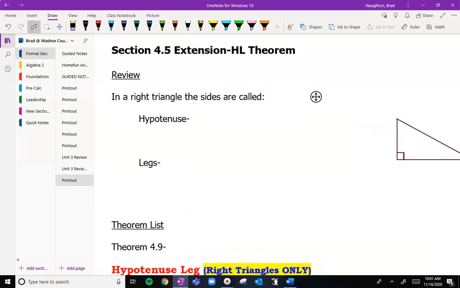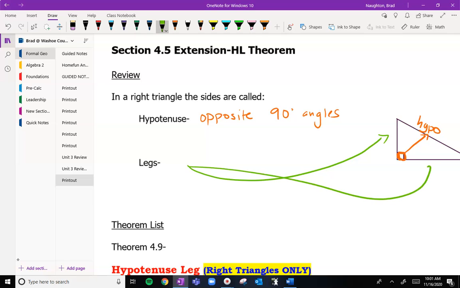First and foremost, this is our 90-degree box, which is our right angle. That's super important. And opposite of that right angle always is your hypotenuse, or your hypo. It's going to be opposite the 90-degree angle. And that means the other two sides are known as the legs. So today we're going to talk about what's known as HL, or hypotenuse leg.